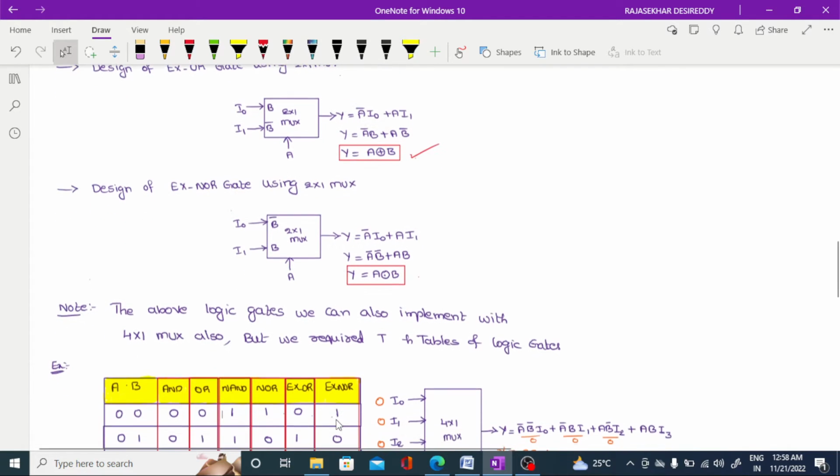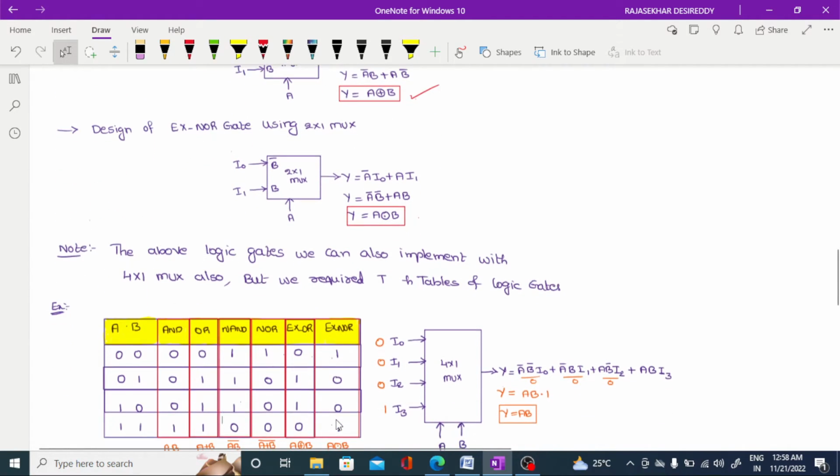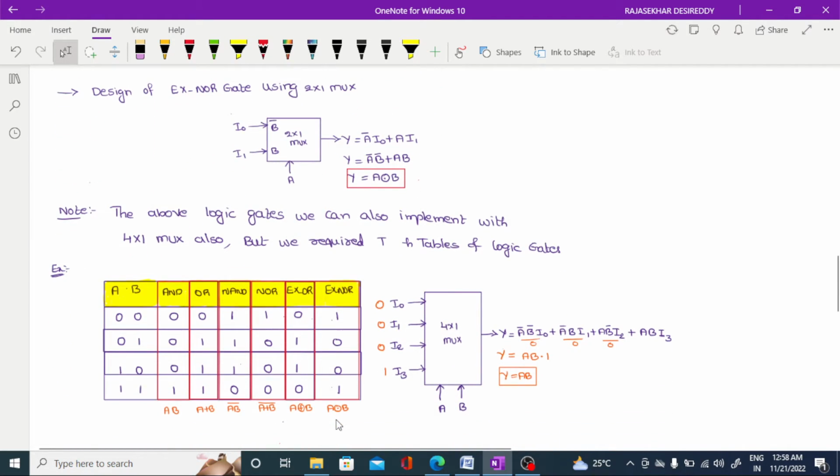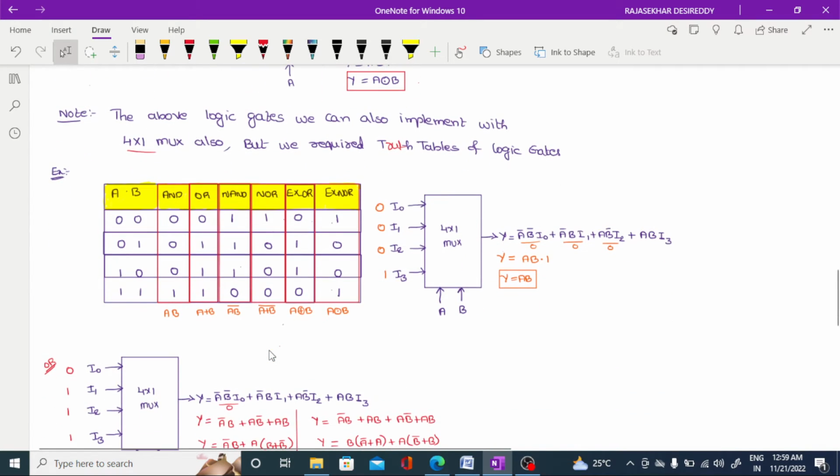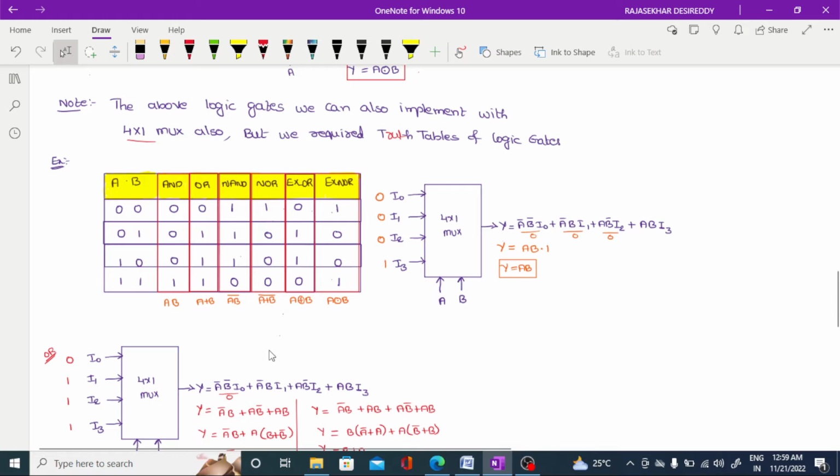And after that, the above logic gates we can also implement with the 4 by 1 mux. It is very interesting. We can implement with the 4 by 1 mux also, but we require the truth tables of logic gates. So what are the truth tables? I think we are very much familiar with the truth tables of our basic gates and universal gates.